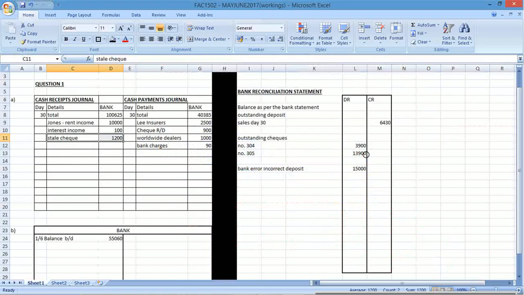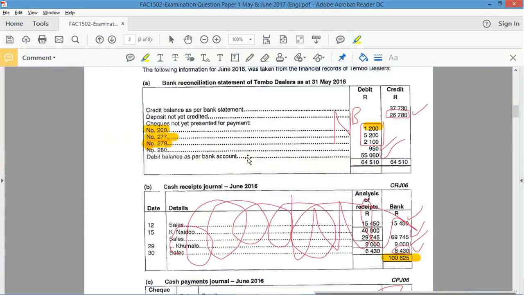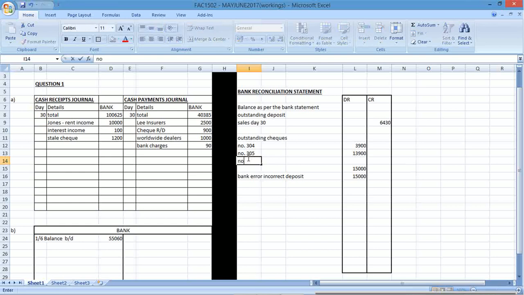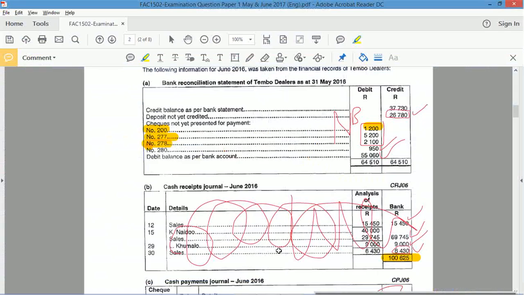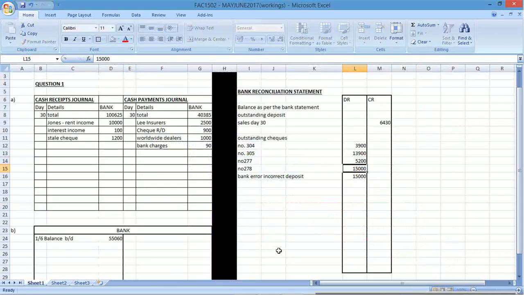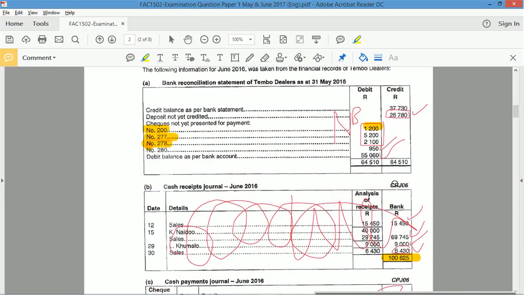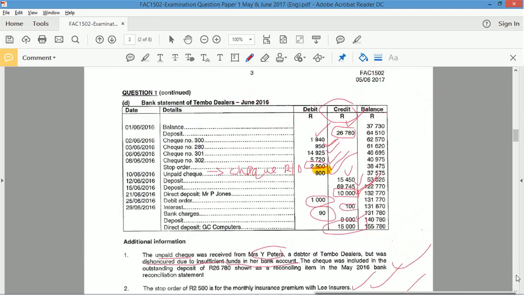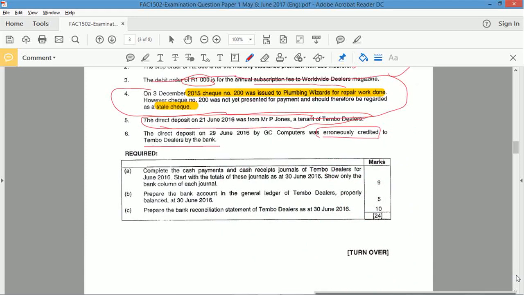Okay, 277, 278. Those are outstanding checks. So more outstanding checks here. Let's move this down. 277 and number 278. Okay, 277 we haven't recorded, 5200 and 2100. 278 2100. Okay, so now I've looked at all of that. Tick that. Now I've looked at everything, right? Okay, that's done. We've looked at all the additional information.